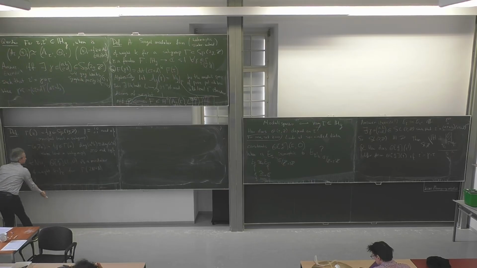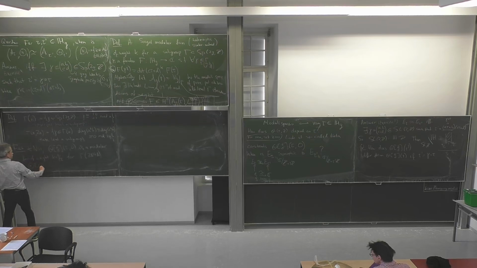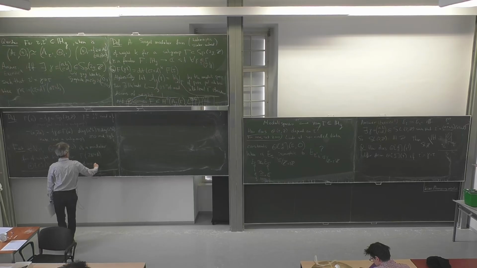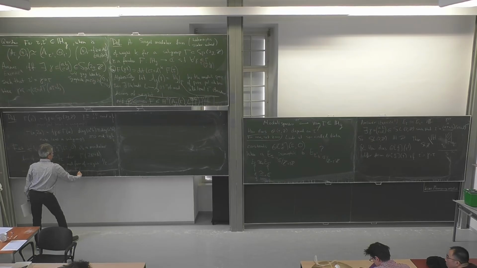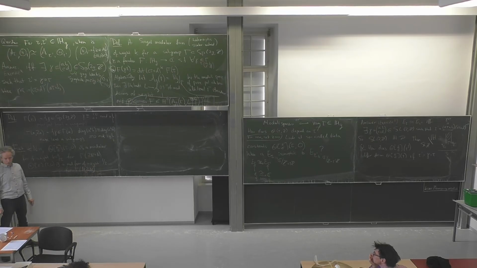Theta, the other thing, is a modular form of weight 1/2 for gamma n 2n. That's a fact.